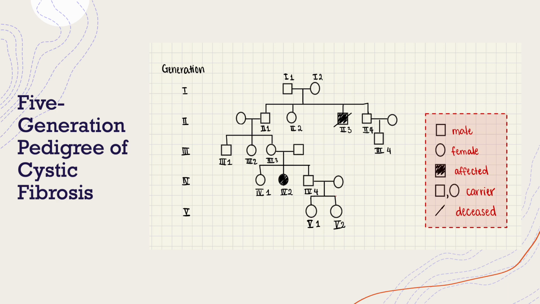In generation 4, individual 4-2 is affected even though the parents are not affected. This shows that both parents must be carriers and the disease is recessive. Based on this pattern, cystic fibrosis is inherited in an autosomal recessive way. Affected individuals are homozygous recessive, while carriers are heterozygous and do not show symptoms.